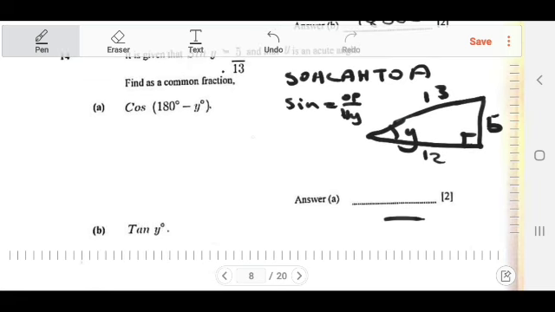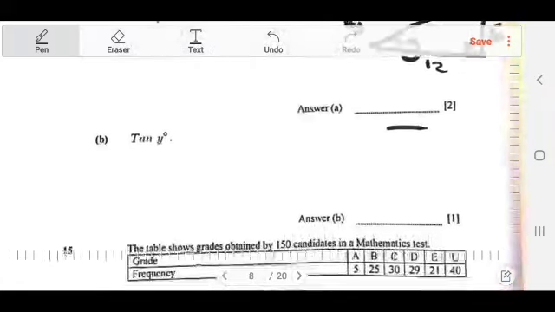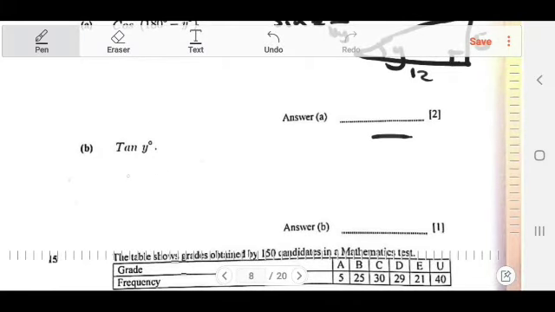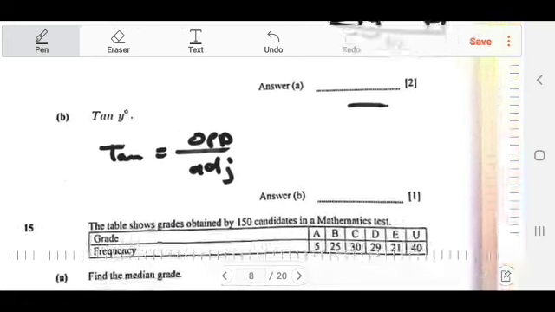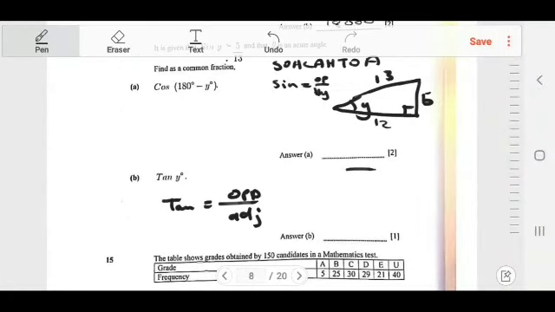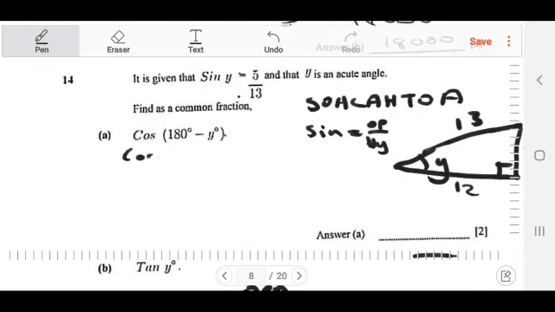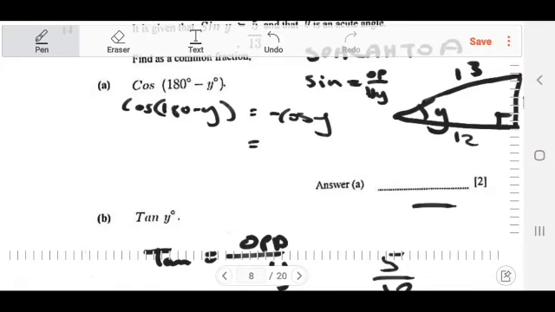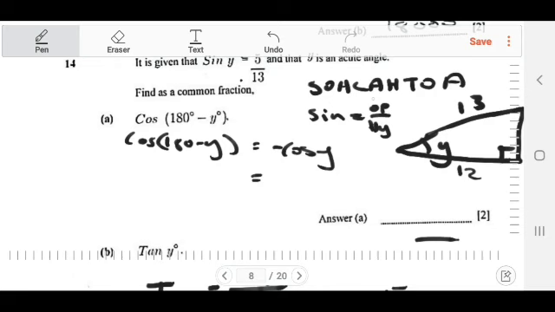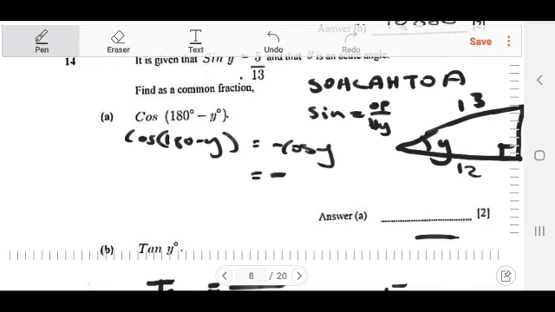So, knowing that one, we are good, which means for this one, we can simply go through this one. Tan is equal to opposite over adjacent. So opposite over adjacent is what? It is 5 over 12. Then for this one, it was a bit tricky, but you should know that cos 180 minus y is the same as negative cos y. So you can simply say negative, what is cos y? Cos is equal to adjacent over hypotenuse, which is negative 12 over 13. So this is how you're supposed to tackle this one.